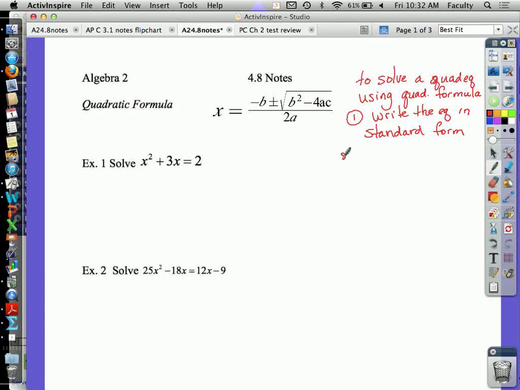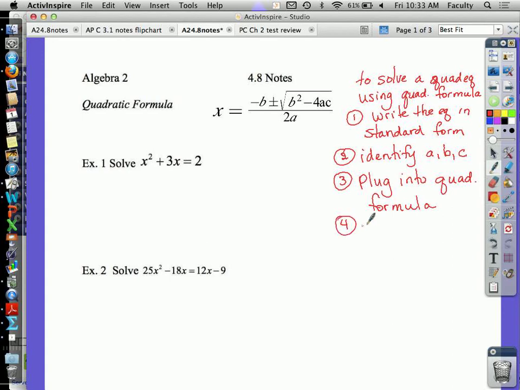Okay? Step 2. Identify the A, the B, and the C. Then you plug those 3 into the quadratic formula. And then simplify the radical if needed. As you do your homework, go through this checklist. If you go through it 15 times, you have the checklist in your head, which is the point.